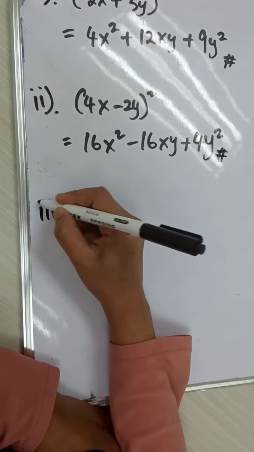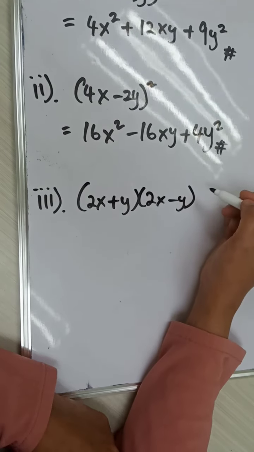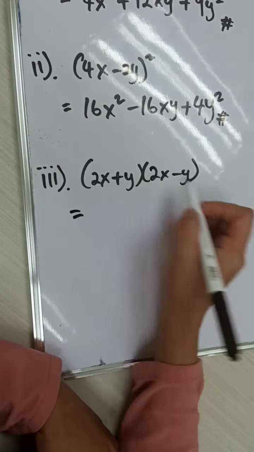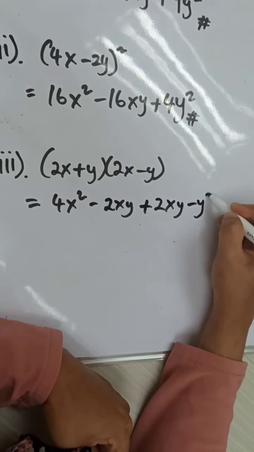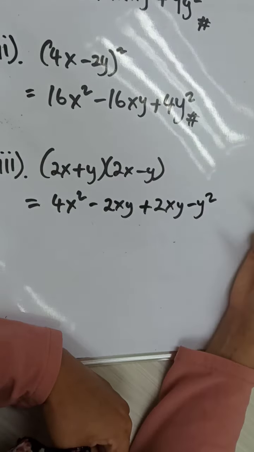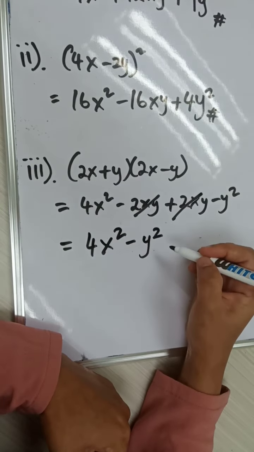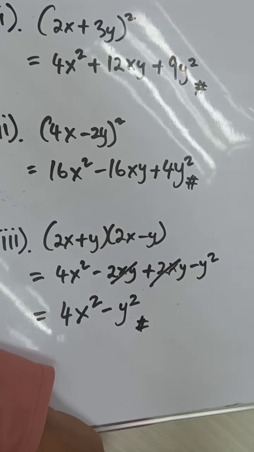And number 3, I have (2x + y) and then the second one, (2x - y). So this one you have to expand one by one. So we get 4x squared minus 2xy plus 2xy, and the third, y square. So we can see this is the similar term, so we can cancel out. So that is 4x square minus y square. So this applies the three formulas that we discussed just now.